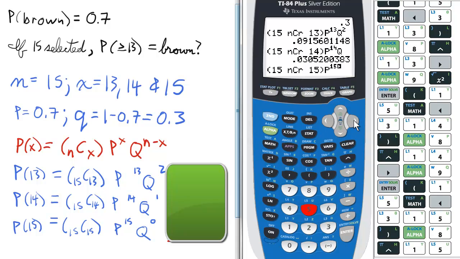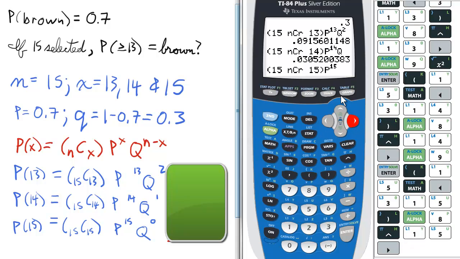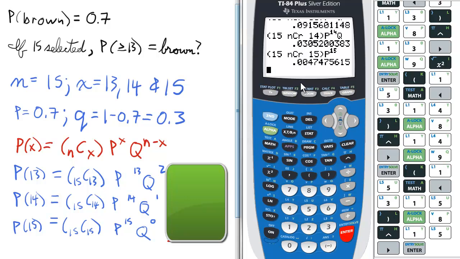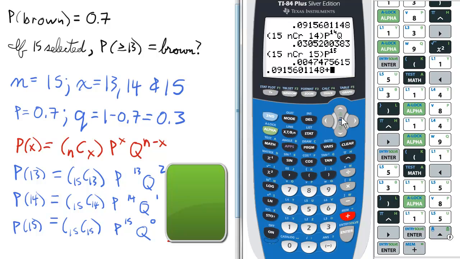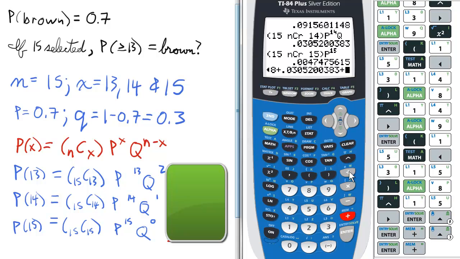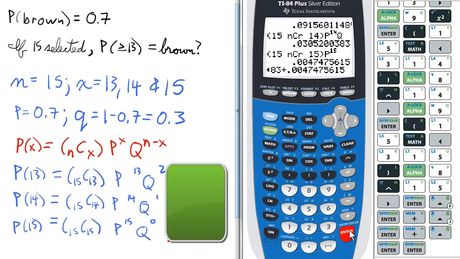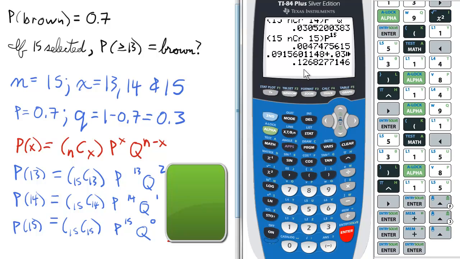to the 0 we already know was 1, because q is not 0, so any number other than 0 raised to the 0 is 1, and enter. So the probability you find 13 or more is going to be the sum of all three numbers. So watch this. Scroll up to the first number, press enter, plus scroll up to the second number, press enter, plus scroll up to the last number, press enter, and enter again to execute. So the sum of these is 0.127.